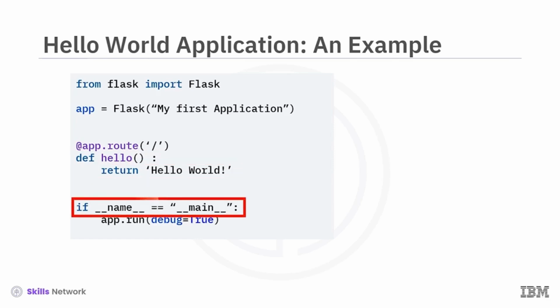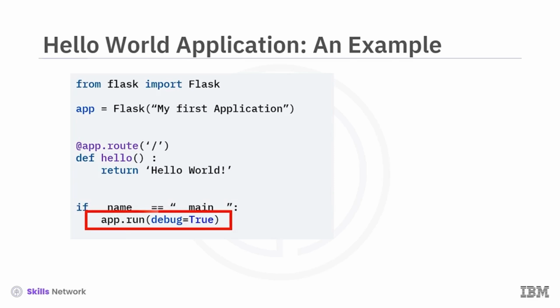Step 6. Add a condition that the web application should run only if the __name__ attribute is set to __main__. By default, __name__ is set to __main__, unless it is explicitly changed. You can save and run this like any other Python application. Type app.run open round bracket debug equals true with capital T close round bracket.